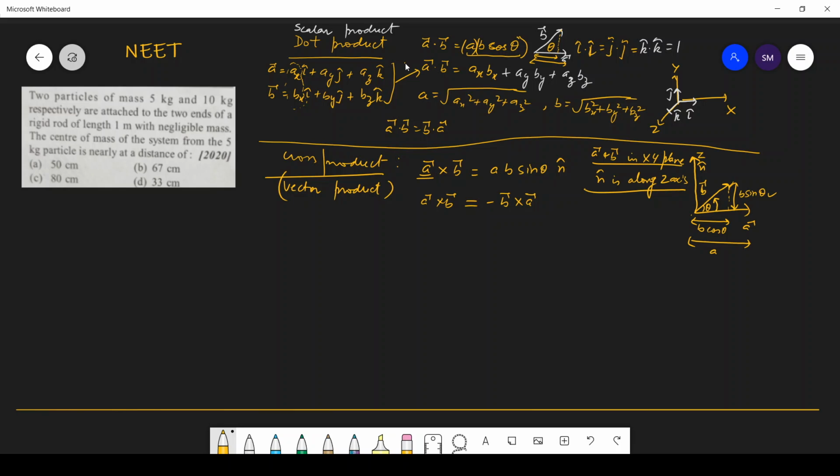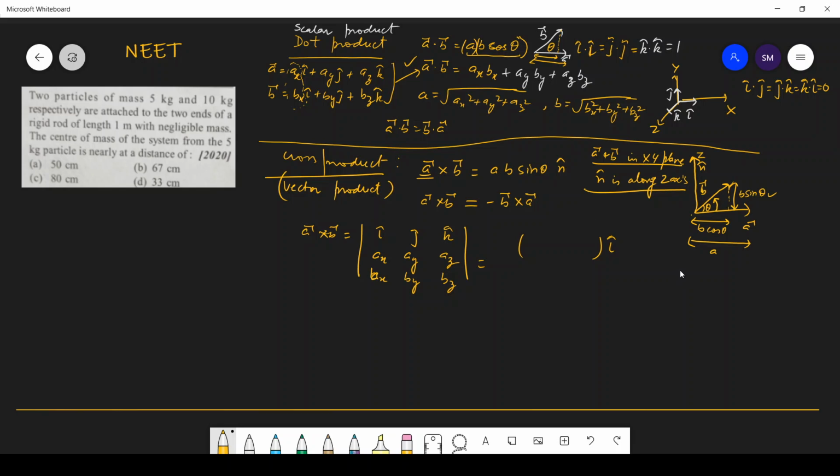And how do we write it? This way: a cross b equals the determinant with i cap, j cap, k cap in the first row, then the x, y, z components of a, and then the x, y, z components of b. And how do we evaluate it? First, i dot i, j dot j, k dot k is 1, whereas i dot j equals j dot k equals k dot i equals 0.